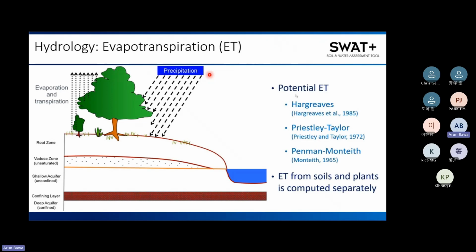SWAT simulates evapotranspiration, simulating evaporation as well as transpiration. Transpiration is based on how much plant growth is happening and how much soil water is available for the plant to utilize and transpire into the environment. Then there is how much soil moisture is available for direct evaporation. Both are calculated and summed up into the evapotranspiration.